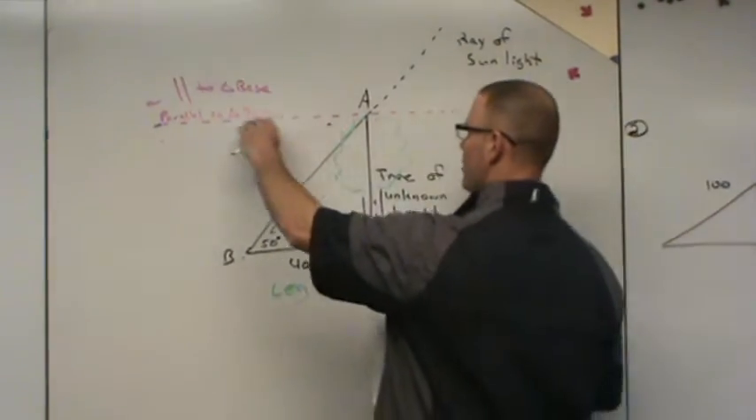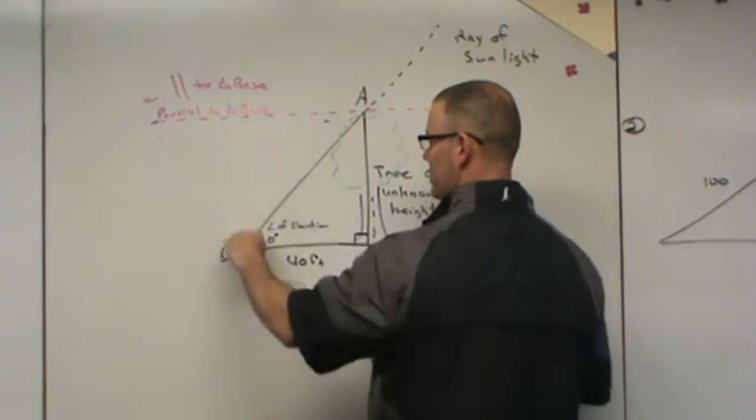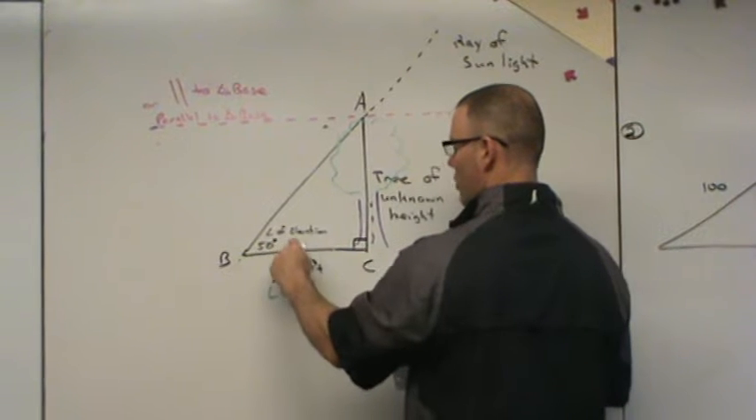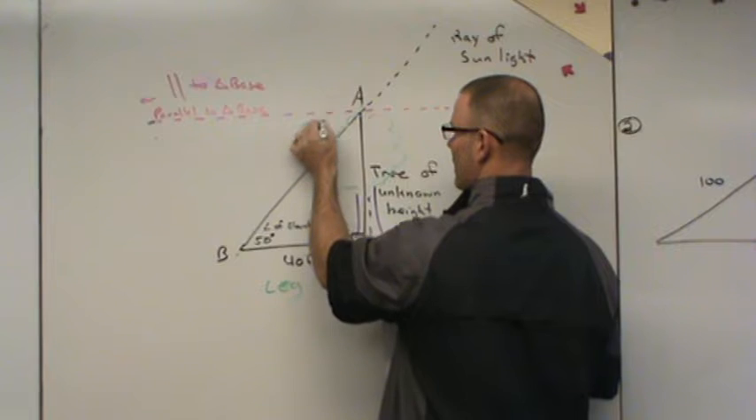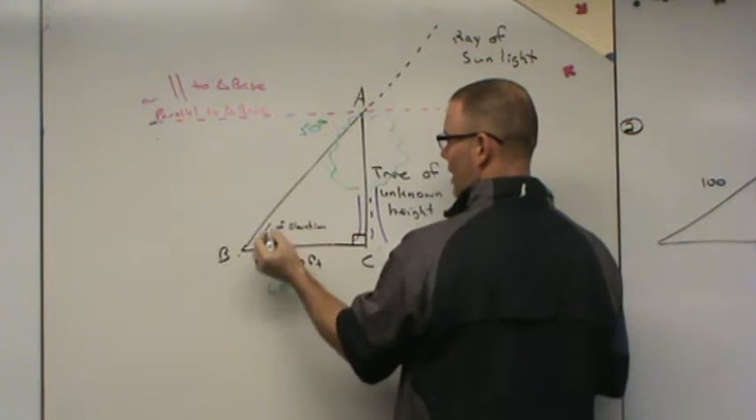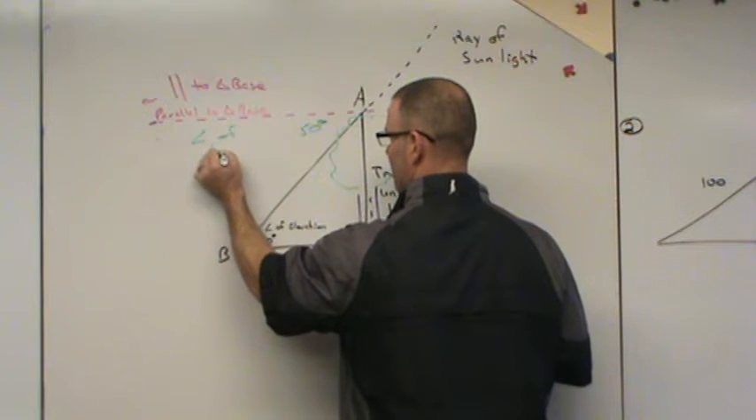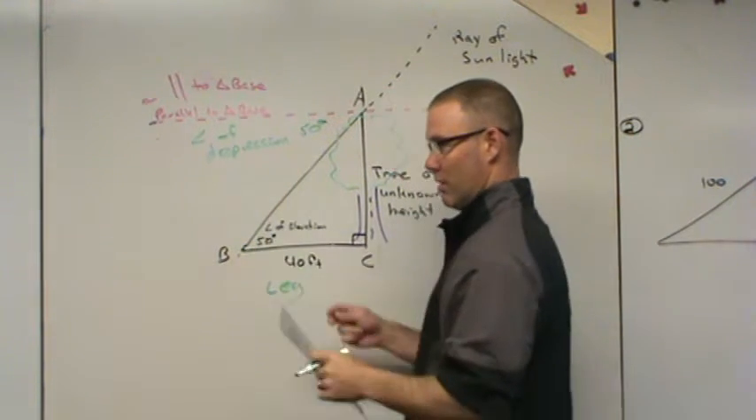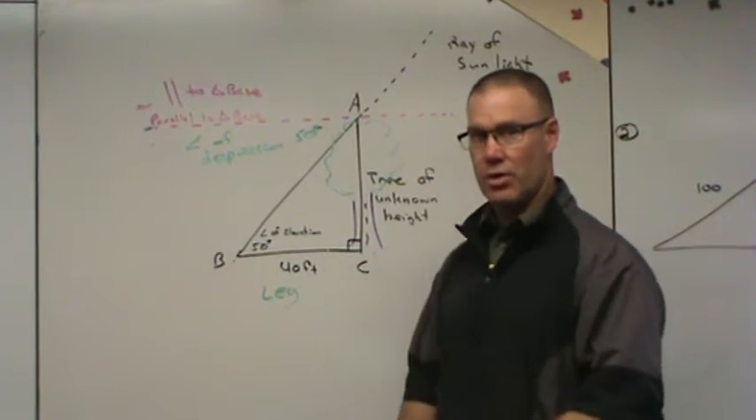The reason why I drew the imaginary line is that this imaginary line is parallel to the base, and whenever you have two parallel lines cut by a transversal, you have alternate interior angles right here. So this angle right here would be 50 degrees. These two would be the same, and as we have an angle of elevation, we have an angle of depression. What is an angle of depression? The angle of depression is looking downward. That is just a geometric term that they use.